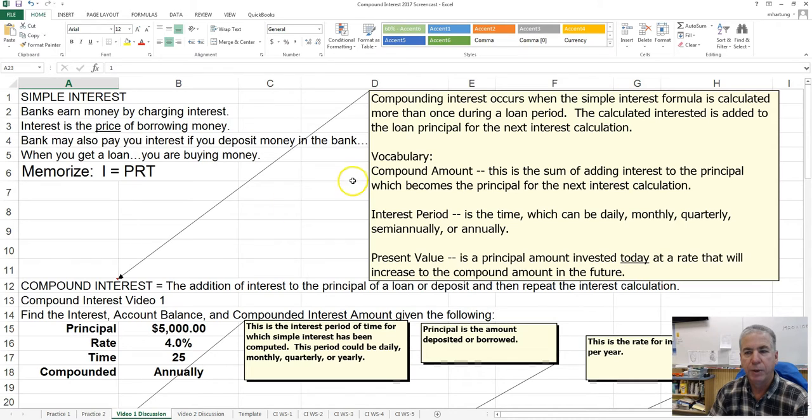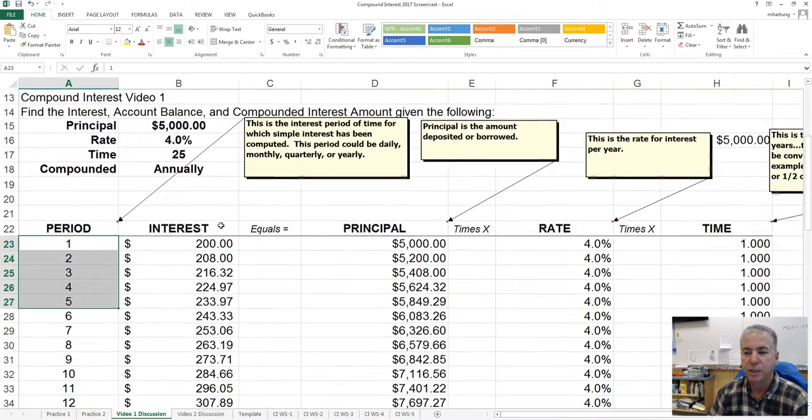And so it's called compound because compounding interest occurs when the simple interest formula is calculated more than once during a loan period. The calculated interest is added to the loan principal for the next interest calculation. So the main difference is this. Let's take a look here.